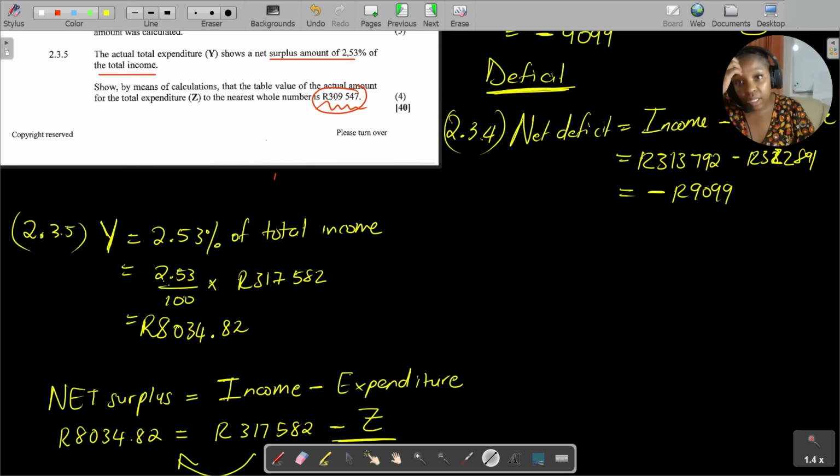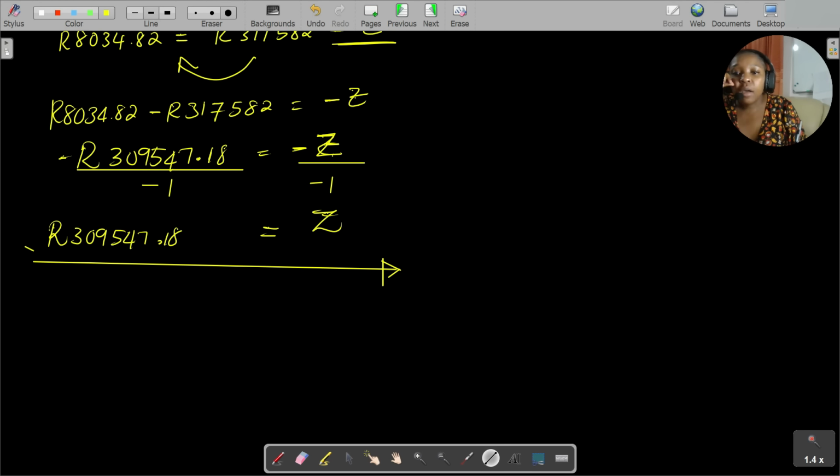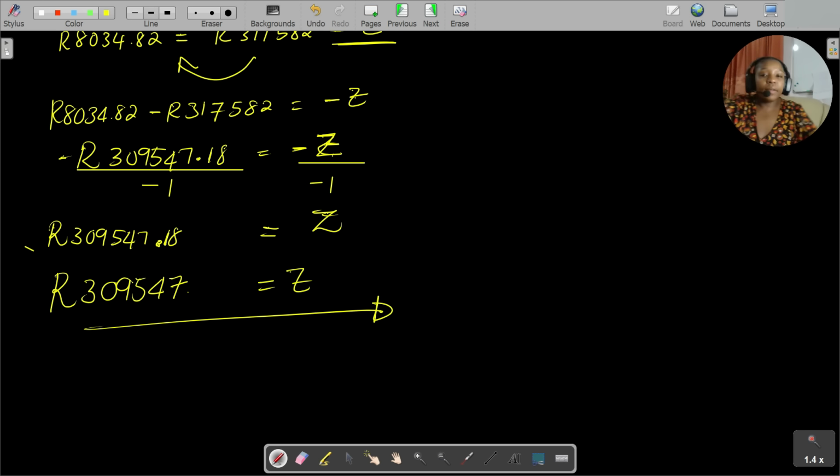Therefore, let's look at the initial statement that was told to us. We need to show by means of calculations that the table value of the actual amount for the total expenditure Z to the nearest whole number is that. You can see that it's actually that, but all that we need to do is round it off to the nearest whole number. If they say you have to round it off to the nearest whole number, they're basically saying that your final answer must not have any decimals. So because we've got comma 1 there, it's just going to be 309,547 is equal to Z. And that's our final answer there.